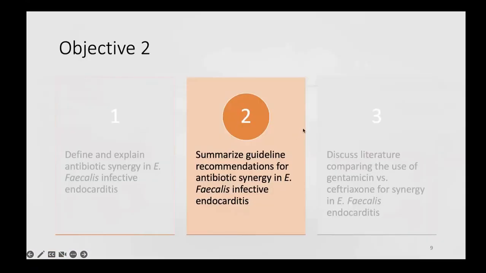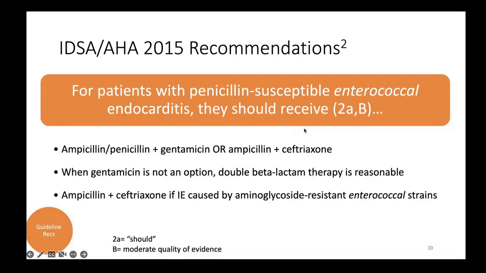So onto guideline recommendations. The guidelines don't really make strong preferences one way or another. They say it's a 2A and B level recommendation for patients with penicillin susceptible enterococcal endocarditis. You could use ampicillin or penicillin plus gentamicin or ampicillin plus ceftriaxone. And they say when gentamicin is not an option, it's reasonable to use double beta lactam, being ampicillin and ceftriaxone. And then if there are aminoglycoside resistant strains, you should be using ampicillin plus ceftriaxone.